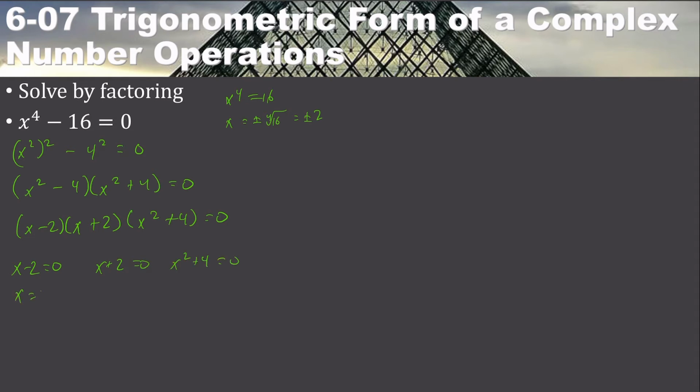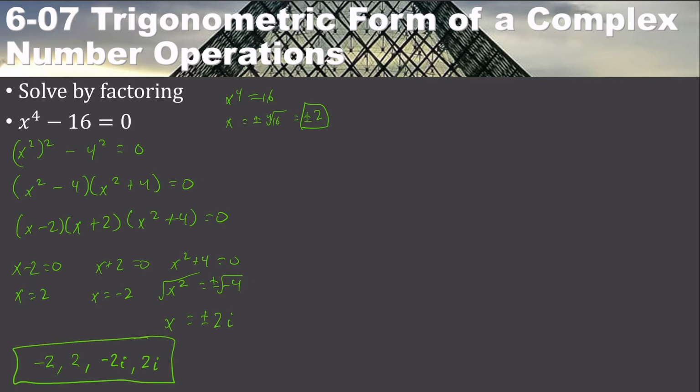And I get x is 2, x is negative 2. Look at that, it's plus and minus 2. But I also get plus and minus 2i. So there are actually 4 answers: negative 2, positive 2, negative 2i, positive 2i. And we know we should get 4 answers because it's to the fourth power.